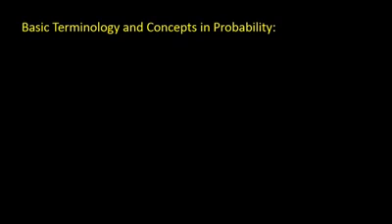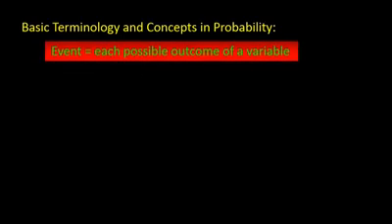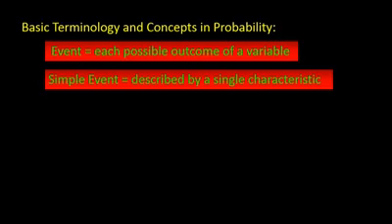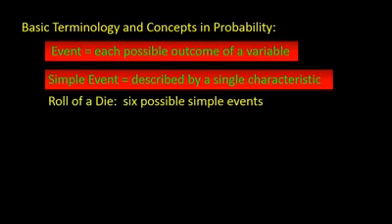Let's review some of the terminology and concepts that are used in probability. First, let's define the term event. An event is defined as each possible outcome of a variable. A simple event is described by a single characteristic. So for example, rolling a die can result in 6 possible outcomes, and these are simple events.